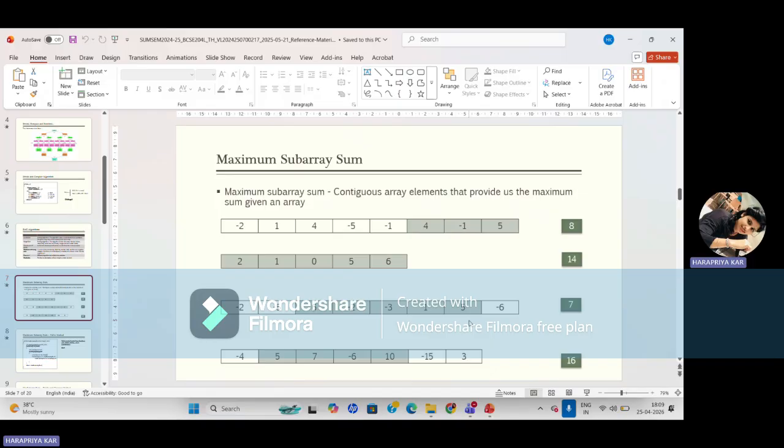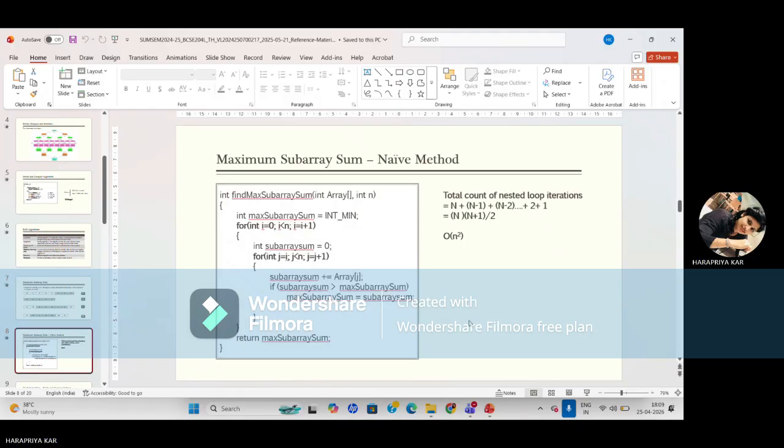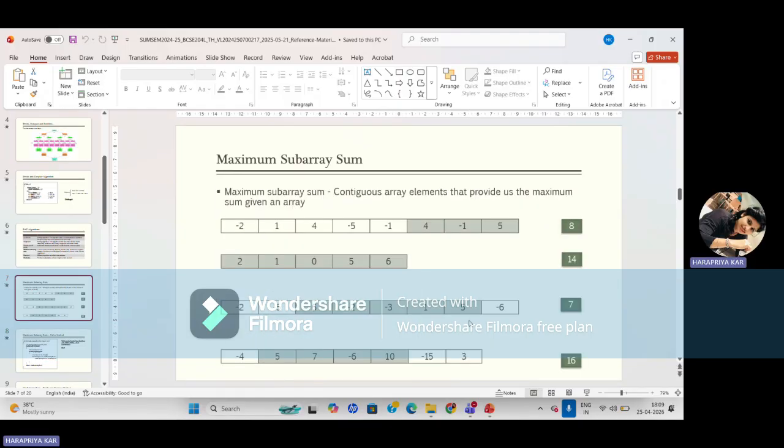So we have to solve certain problems, but for now we just need to understand the basic concepts and how it works over the maximum sub-array sum. This example I will do in a broader manner in the coming classes. So coming to the maximum sub-array sum naive method, how will it work?